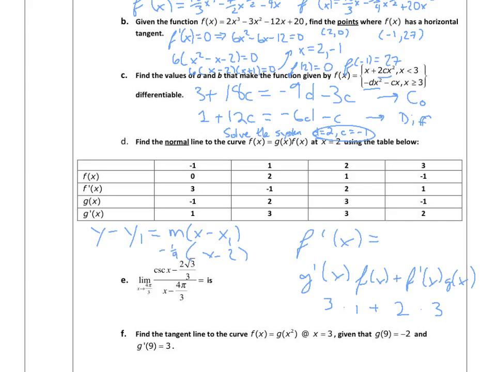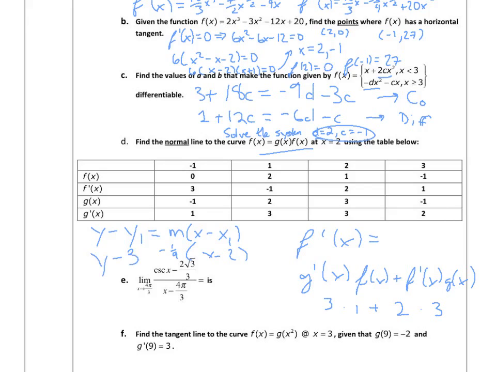And then lastly, I still need the y-coordinate. So my y-coordinate is going to come from g of 2 times f of 2. Back from the original function, g of 2 is 3, f of 2 is 1, so that's going to be y minus 3. And there's my normal line.